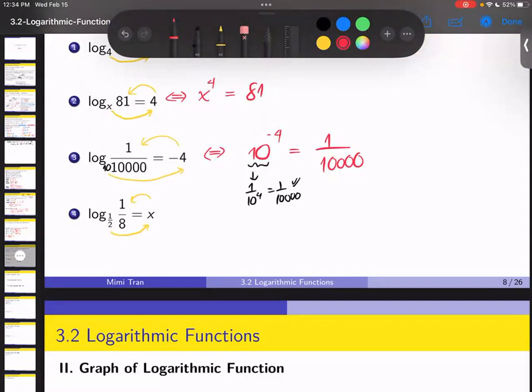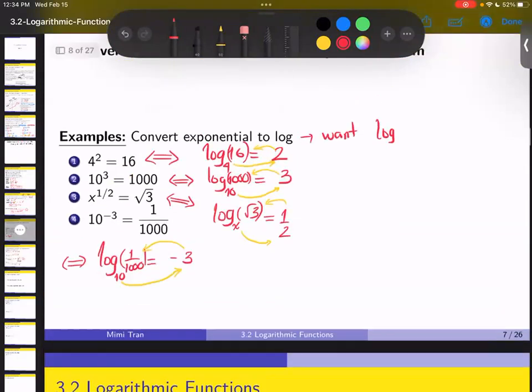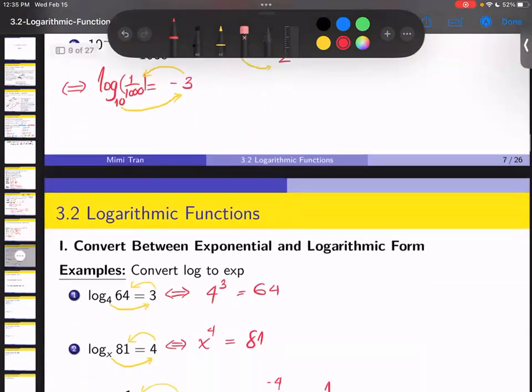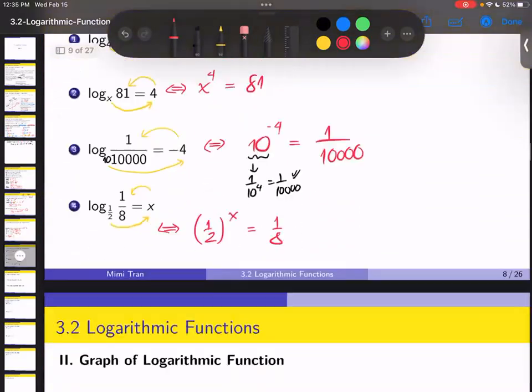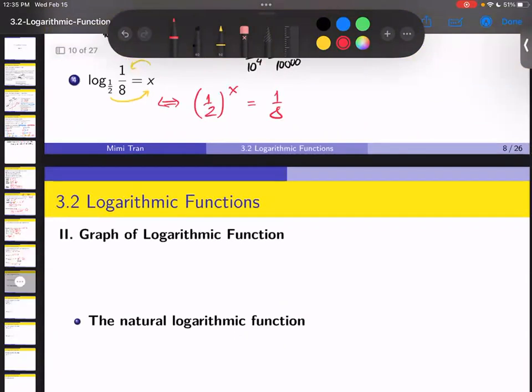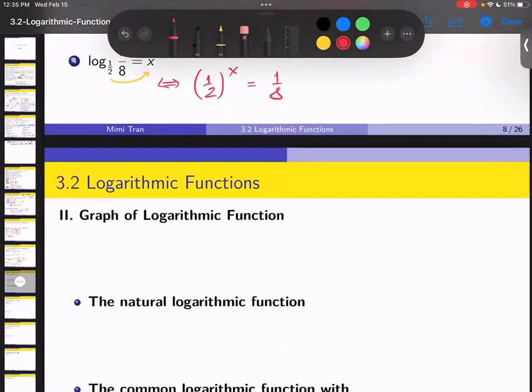Last one, and we'll be done with that converting thing. (1/2) to the x, make sure you put parentheses like that, equals 1/8. Is it easy enough? You're going to have one page of the exam just converting back and forth like that. You're not solving, just converting. Not solving yet. All right, let's talk about the graph of a logarithmic function.